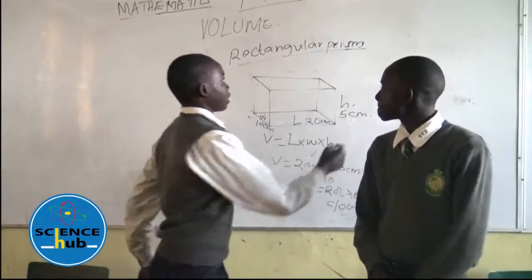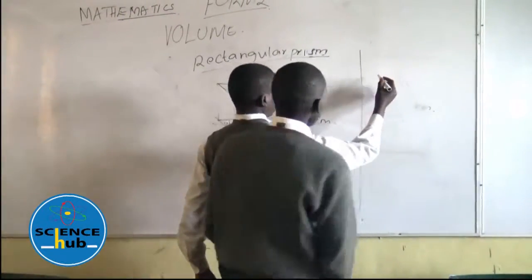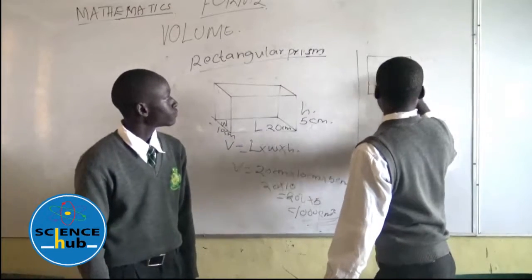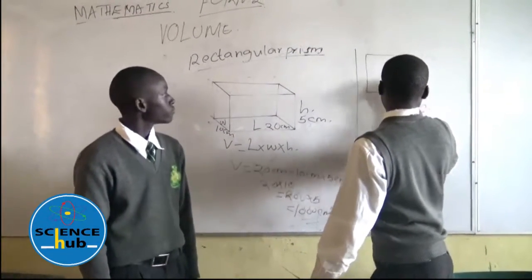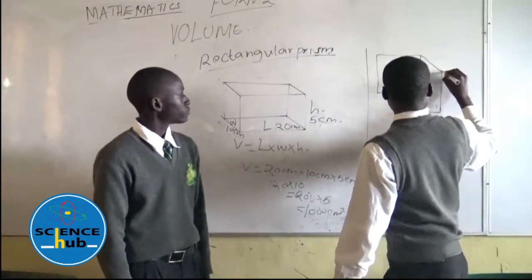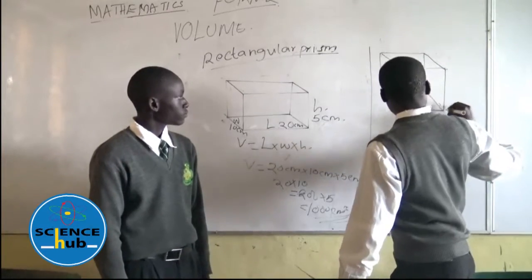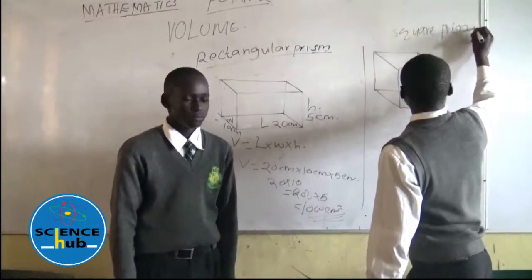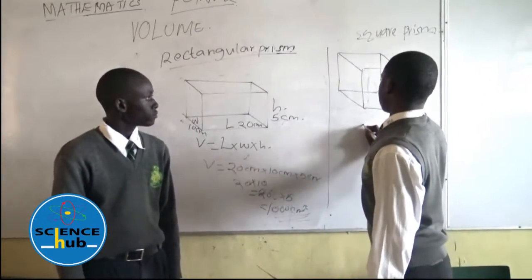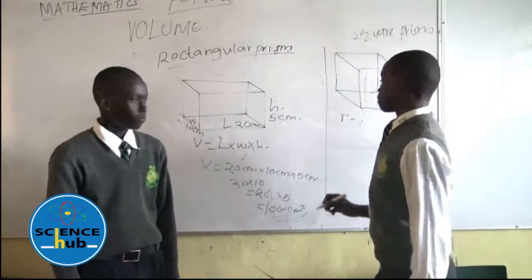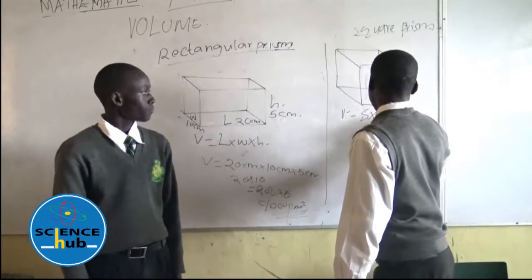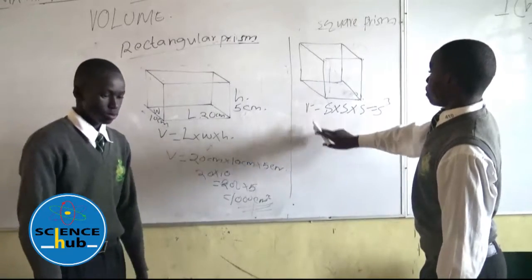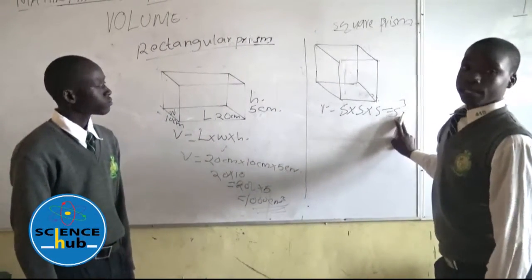Another prism is a square prism. In a square prism, all sides are equal. Therefore, when finding the volume of a square prism, we use the formula S times S times S, or we simply say S cubed. Side times side times side, or we simply say side cubed.